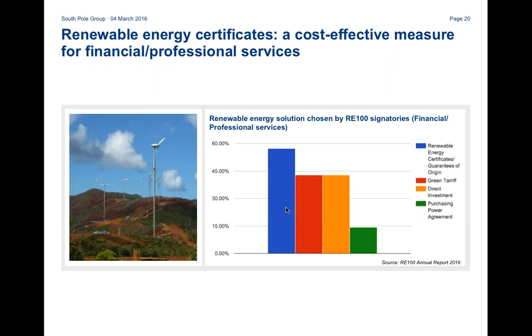So the same company may be, for example, buying RECs for the majority of its consumption and then investing as well into a PV installation on its rooftop, for example. And to put these relative numbers into perspective, the absolute consumption of RE100 reporters in 2014 belonging to the financial and professional services sector was 3.5 million megawatt hours. And out of this total electricity consumption, 1 million megawatt hours were purchased as renewable energy. So then you can say that 60% of this 1 million, about 600,000 megawatt hours, were purchased as RECs.